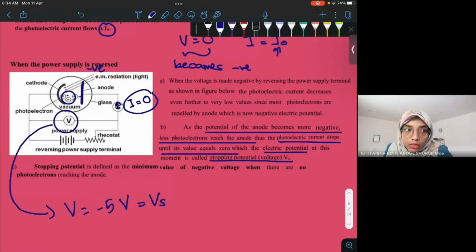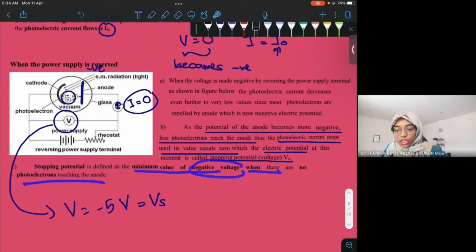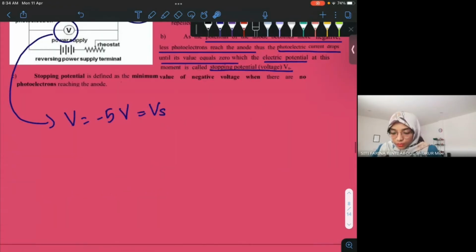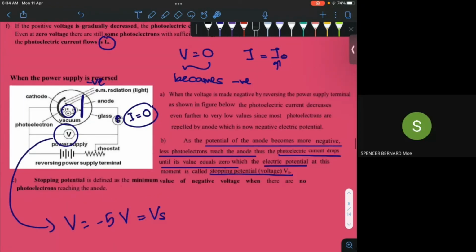Vs. Okay, stopping potential is the minimum value of the negative voltage when there is no photoelectron reaching the anode. Okay? Are we good up to this particular point? Good, Miss.